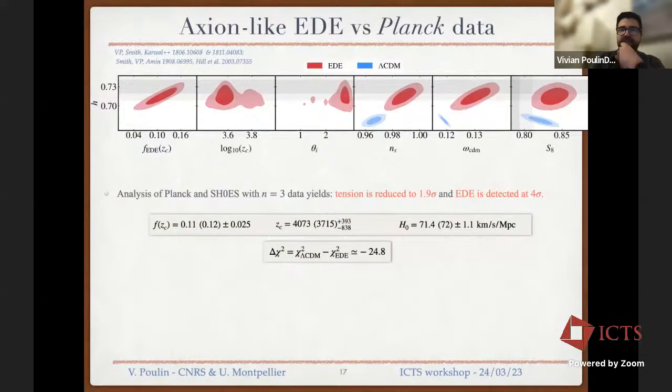And when you ask the data how they like such a model, here I'm showing you the result of an analysis of Planck with SH0ES data together. And they tell you that they would like to have about 10 to 11% of early dark energy at a critical redshift that is about 4,000. It's very close to matter-radiation equality. And they are also able to really measure the initial field value. And I just said a second ago, that means they are really sensitive to the sound speed, to the perturbation properties of that early dark energy.